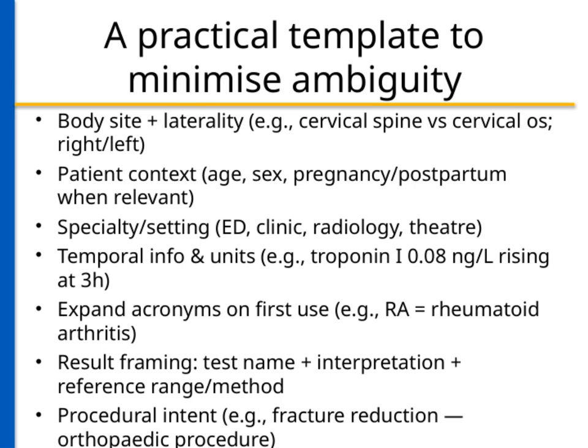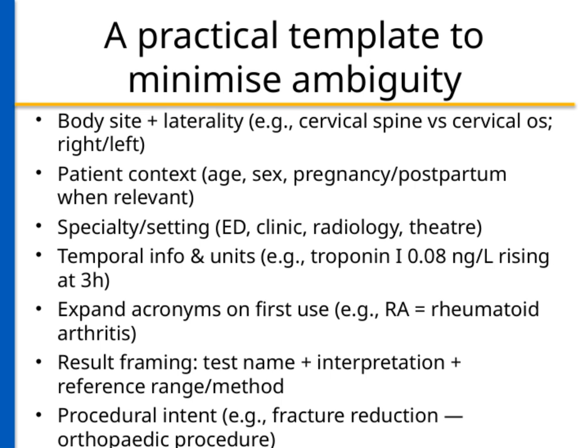We also need to consider the specialty or setting in which the assessment occurs, such as the emergency department, outpatient clinic, radiology department, or during surgery in the theater. Each setting has different implications for urgency and approach. Temporal information is another key element. For example, measuring troponin I levels over time, like 0.08 nanograms per liter rising at 3 hours, gives us insight into the progression of cardiac injury.